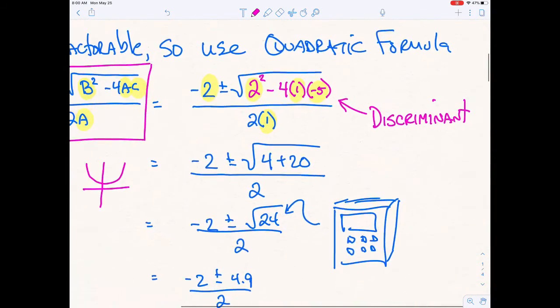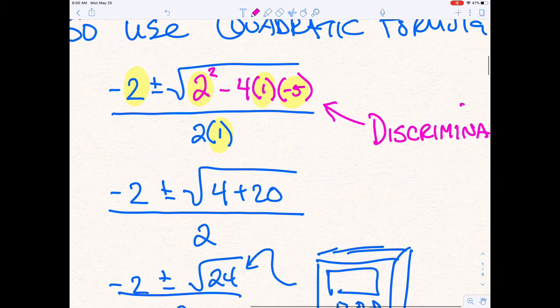Now I do have some highlighting here in pink. I'll come back to that in just a moment. Let's deal with this first. I'm going to erase some of this highlighting.